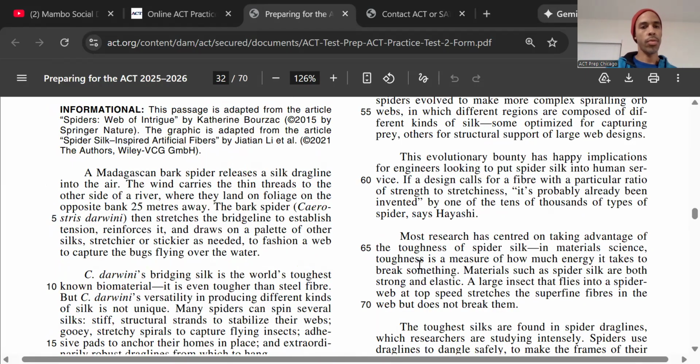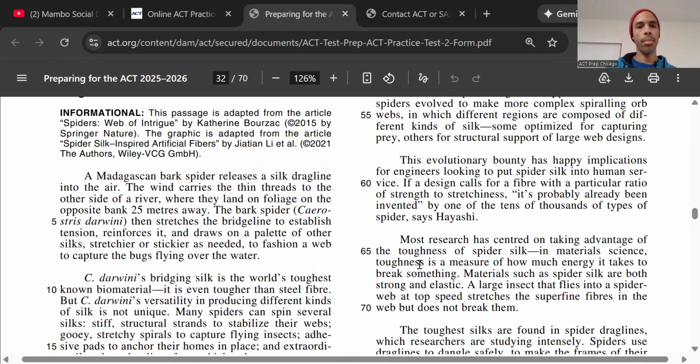Okay, let's read. A Madagascan bark spider releases a silk dragline into the air. The wind carries the thin threads to the other side of a river, where they land on foliage on the opposite bank 25 meters away. This must be British spelling. They put R before the E. Sometimes they do that in England or Great Britain. They spell things differently. We spell meters with E before the R in America.